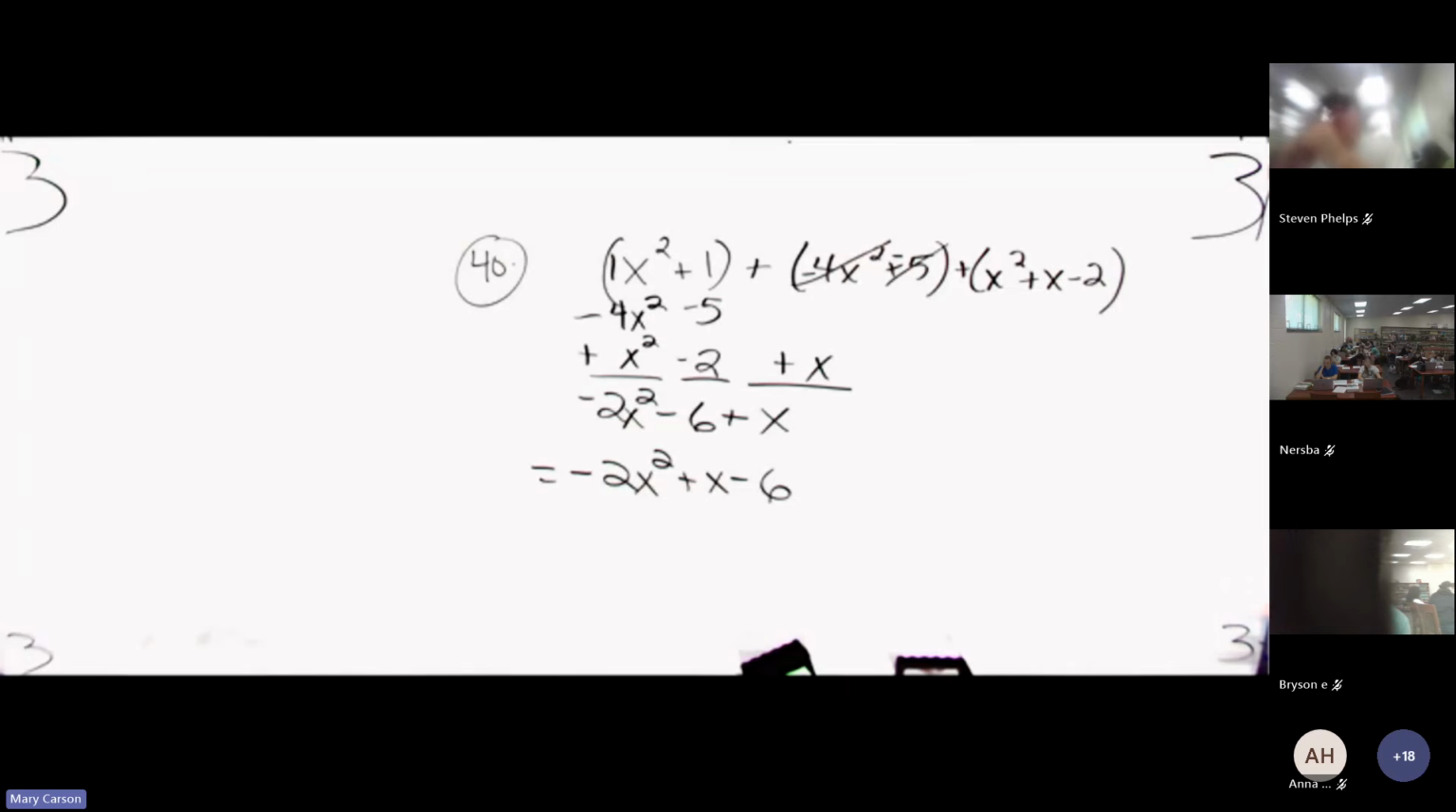Did I give 88? Anybody know? I think I gave 88. 88 was x cubed plus 3x squared plus 3x plus 1. Oh, I did give 88. Okay, stop at 70. All right, awesome.